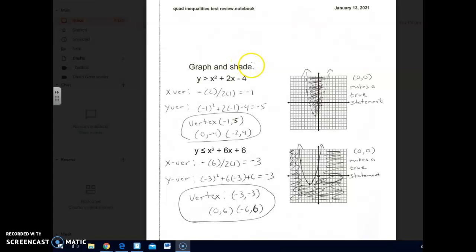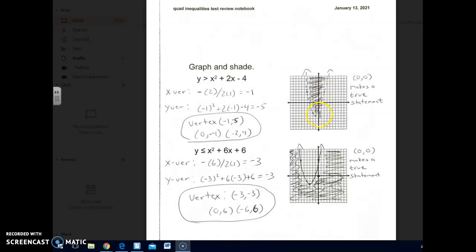All right, so now we go on to the quadratic equations with 2 variables where we're shading. So we're always going to do the same thing. We're going to find the vertex, -b over 2a, so -2 over 2 times 1 is a -1. We plug the -1 in for x, -1 squared plus 2 times -1 minus 4 is -5. And that gives me my vertex of -1, -5, which is right here.